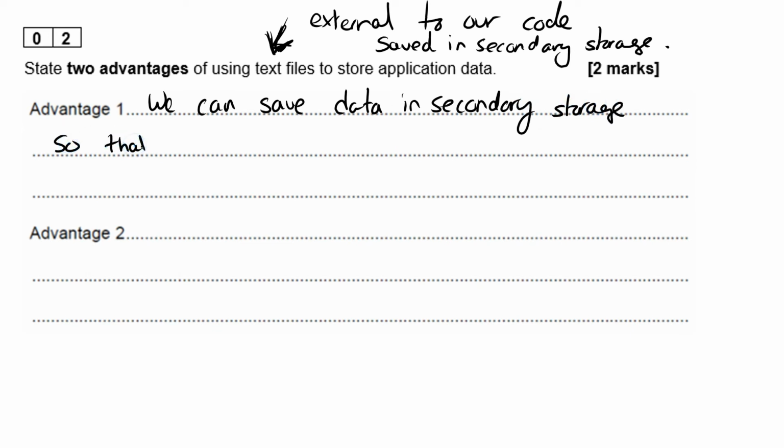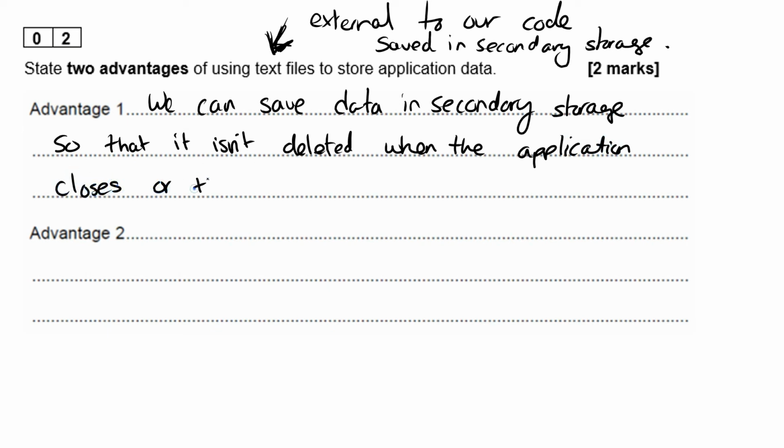so that it isn't deleted when the application closes or the power turns off. So there's one advantage. It's external to our code and saved in secondary storage. So if we've got some data saved in a text file, when we switch the computer off, when we go back into the application, it can still look at that text file and see what data is stored in there.